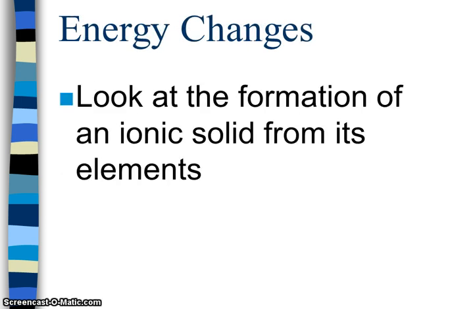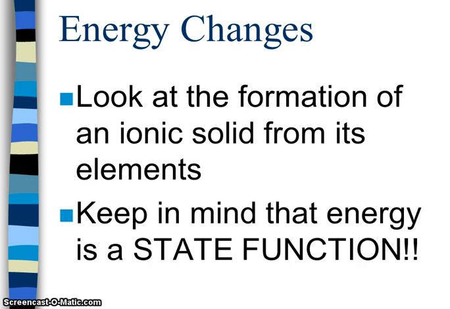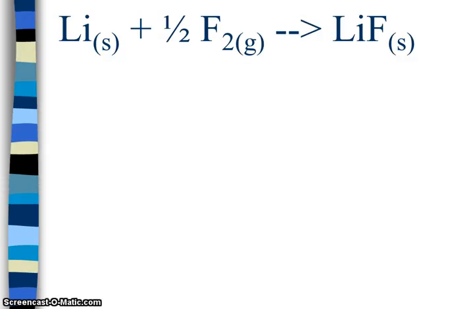So let's look at the formation of ionic solids from their elements, and we want to keep in mind that this type of change is a state function. Here's an example. Let's say we start out with lithium solid and gaseous fluorine, and we want to deal with the energy associated with taking those two elements and combining them together to make the binary ionic solid lithium fluoride. Well, a couple things have to happen before we can actually make that binary ionic compound.